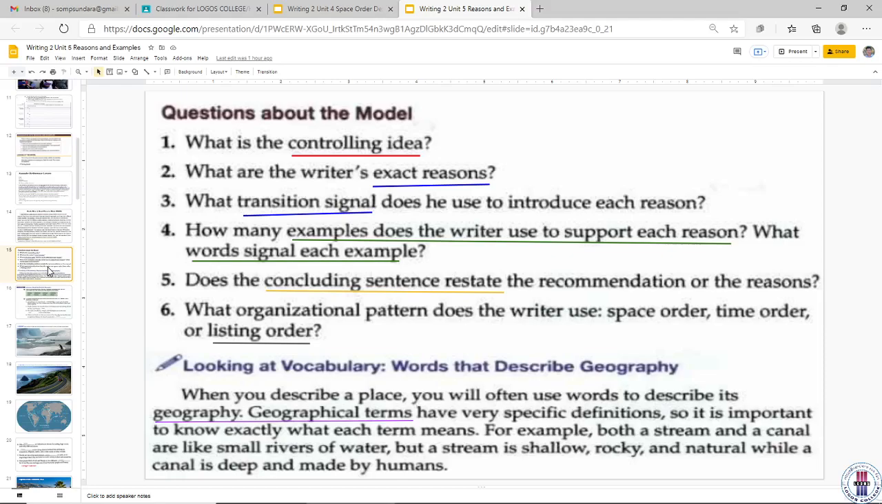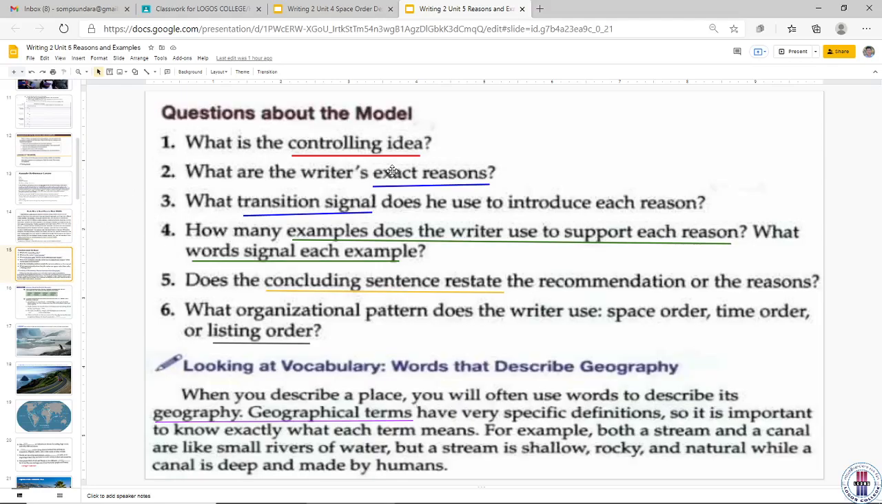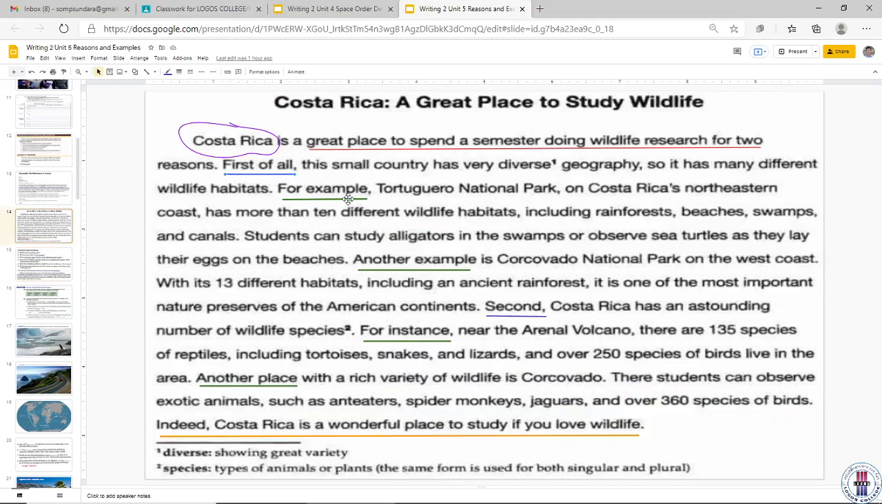So here, if you go down to the questions about the model, what is the controlling idea? That there are 2 reasons why you should study wildlife in Costa Rica. It's the red sentence, underlined. The exact reasons and the transition signals, I underline them in blue, here and here.